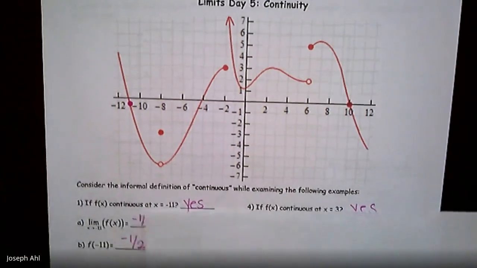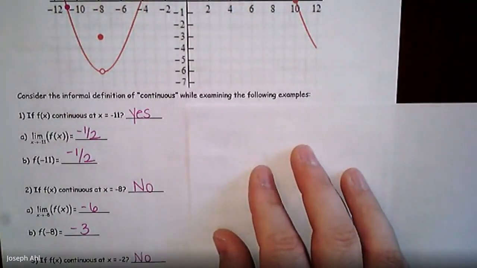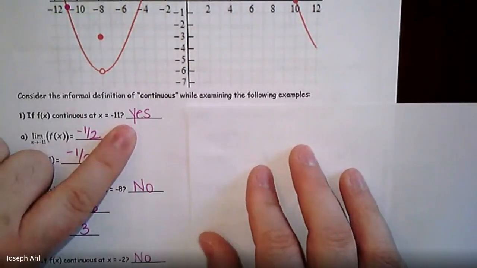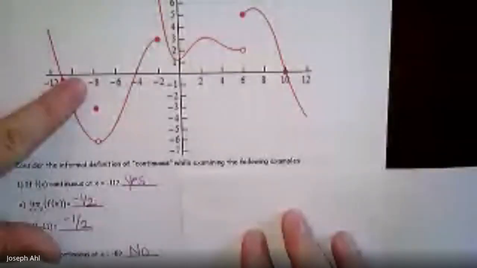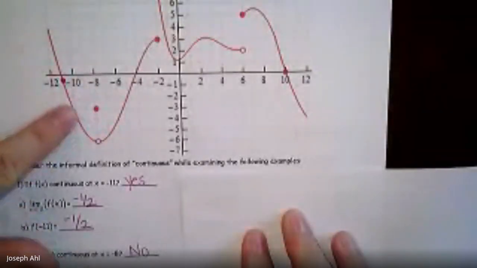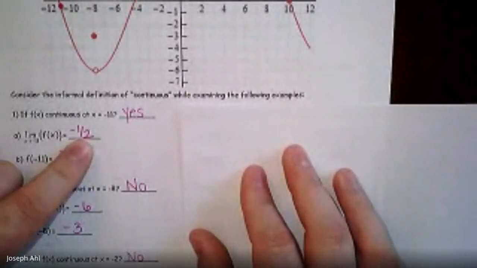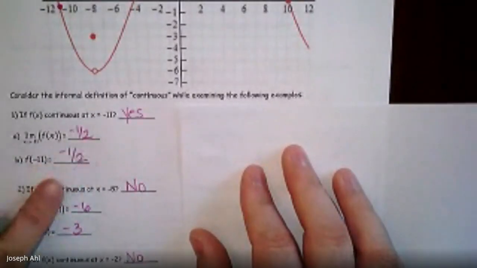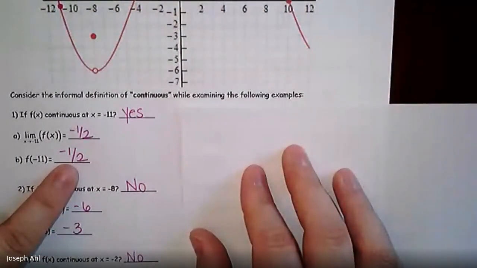All right, let me show you the left column first. So number one, taking a look at as x approaches -11. First of all, are we continuous at x equals -11? I think so. I can draw the graph through x equals -11 and never pick up my pen or pencil. The limit as x approaches -11, I estimated it to be -0.5. If you have something in between 0 and -1, that should be fine in my opinion. And then f of -11 is also -0.5 in this case.